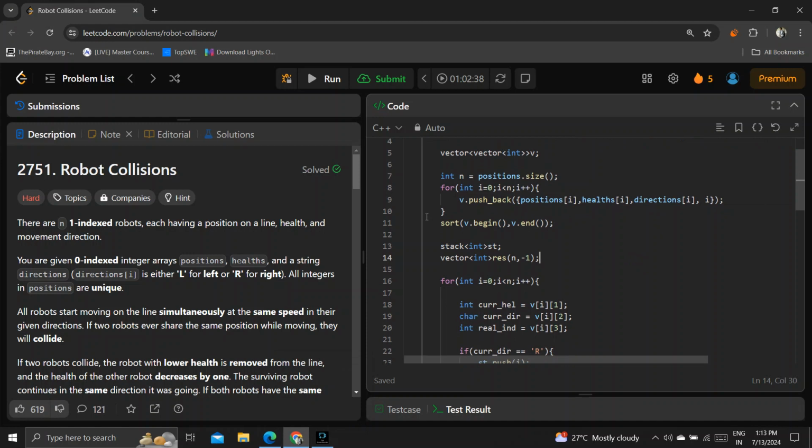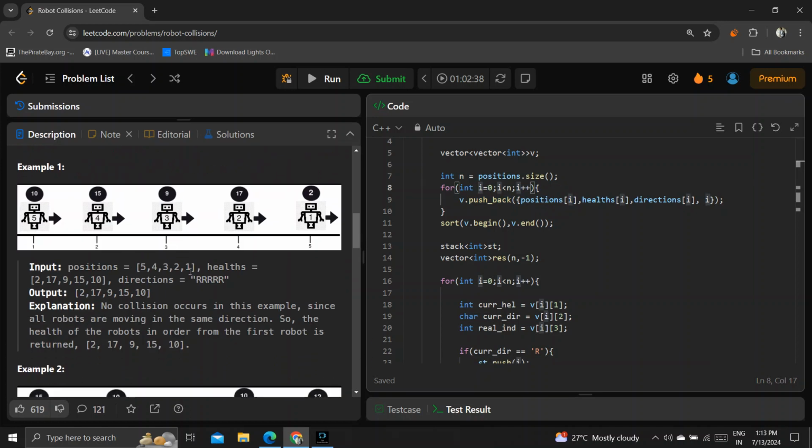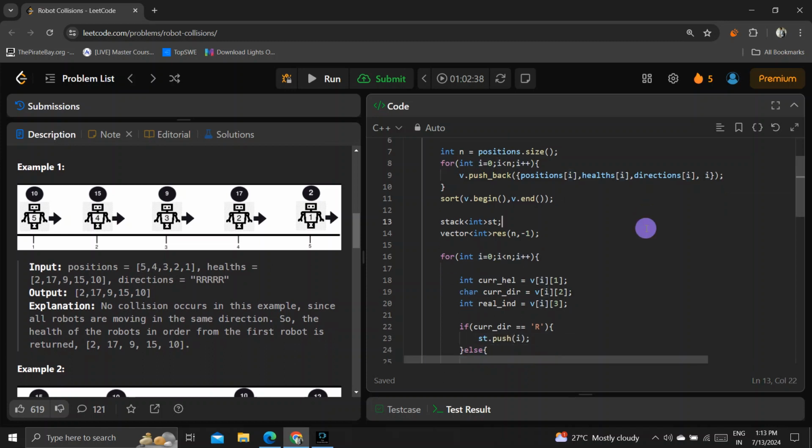So let's just sort this vector, right? When we sort it, it becomes sorted according to the position, the first value. So basically, what will happen? This will become sorted in this way: 1, 2, 3, 4, 5. So in this way, it has become sorted.